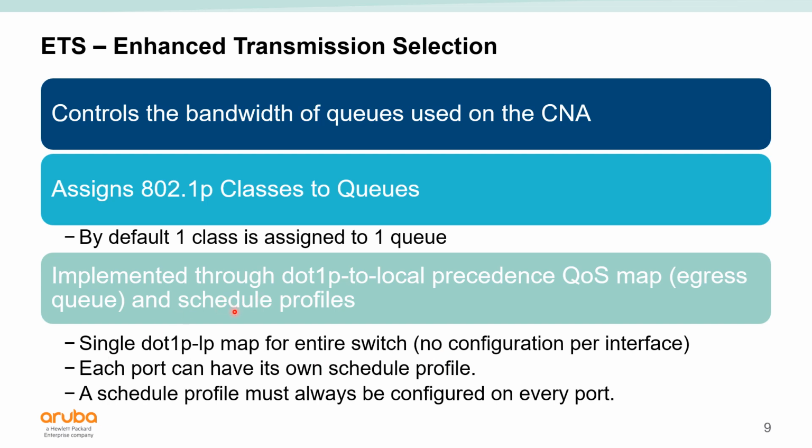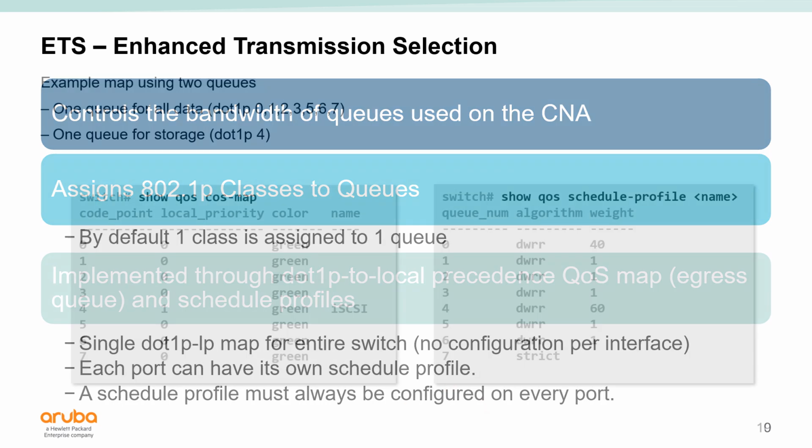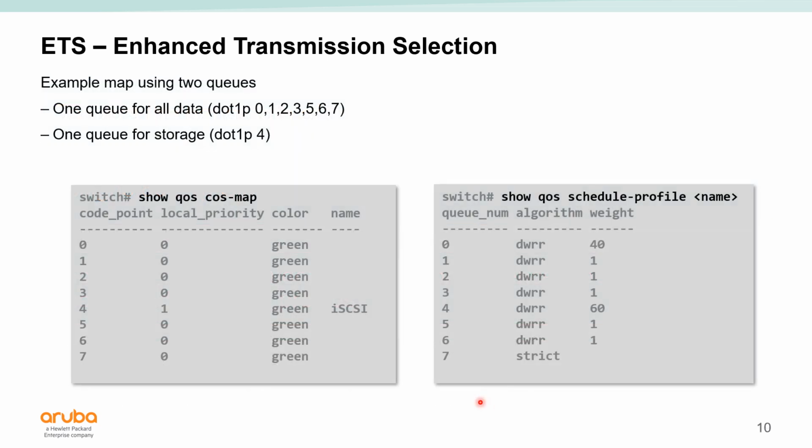And then when we do the schedule profiles, this is when we're telling each port how much bandwidth each of the queues can get. This, of course, is a schedule profile that you can create and apply to individual ports. In fact, we have an example of both of those right here.